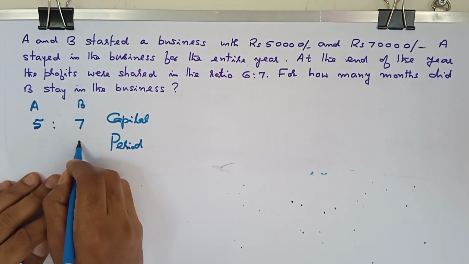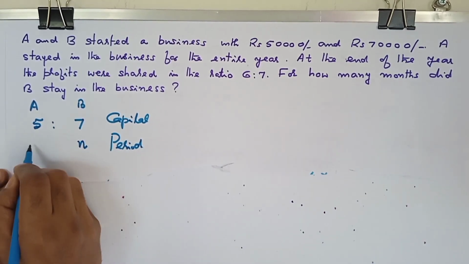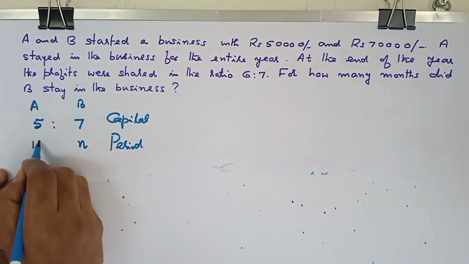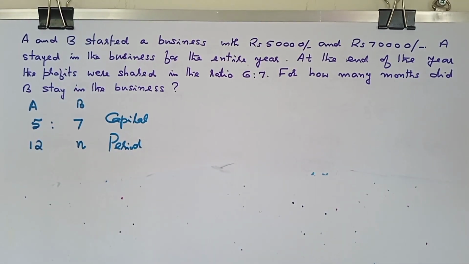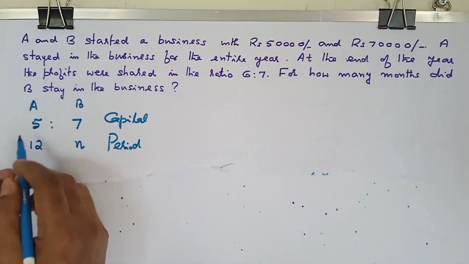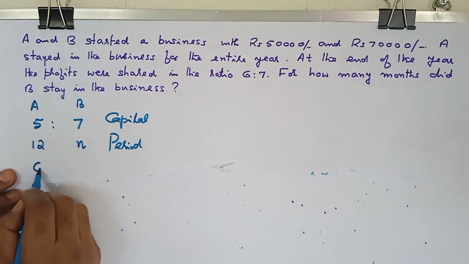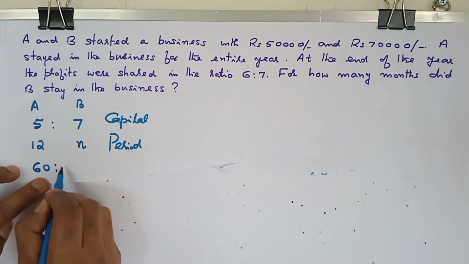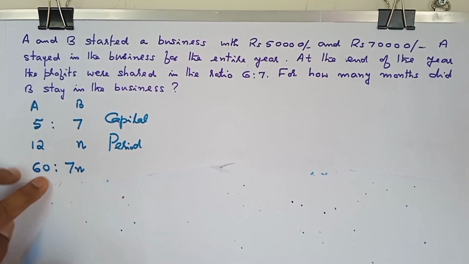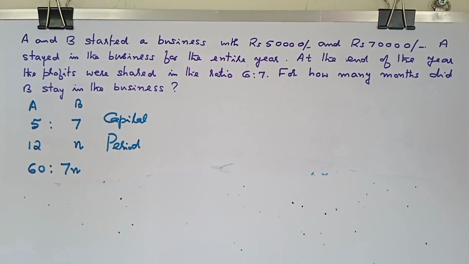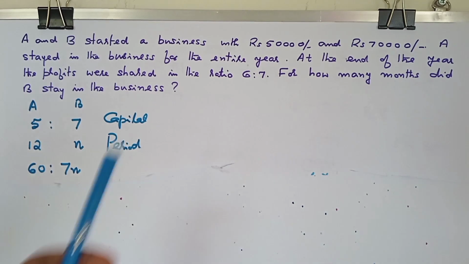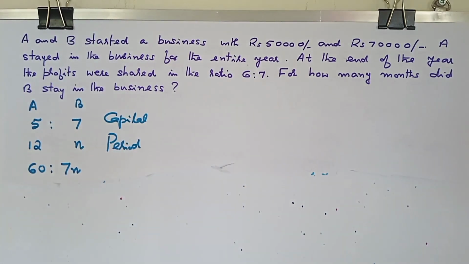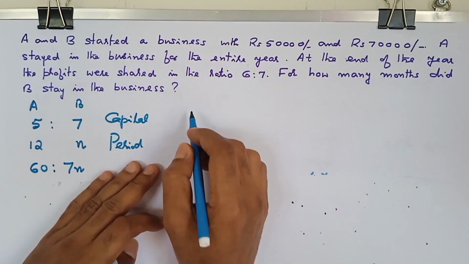B we don't know. Let it be n number of months, and A stayed in the business one whole year. So 12 months. Now how do you find out the profit sharing ratio? Just multiply these two. So 60:7n. This will be the profit sharing ratio between A and B. Now the profit sharing ratio is given in the problem as 6:7. So you can equate this to 6:7.